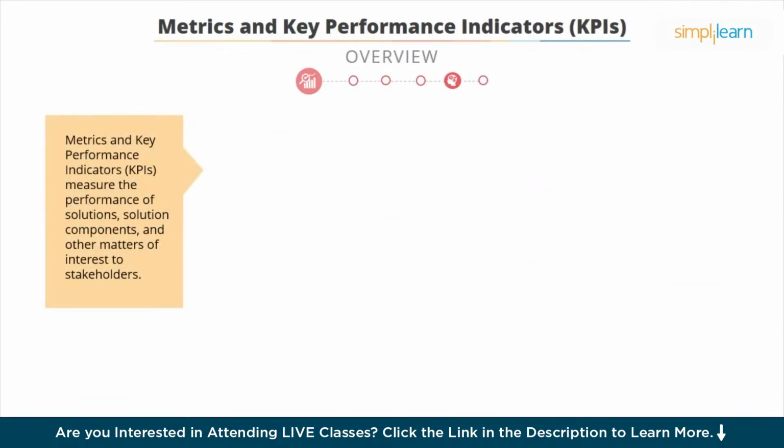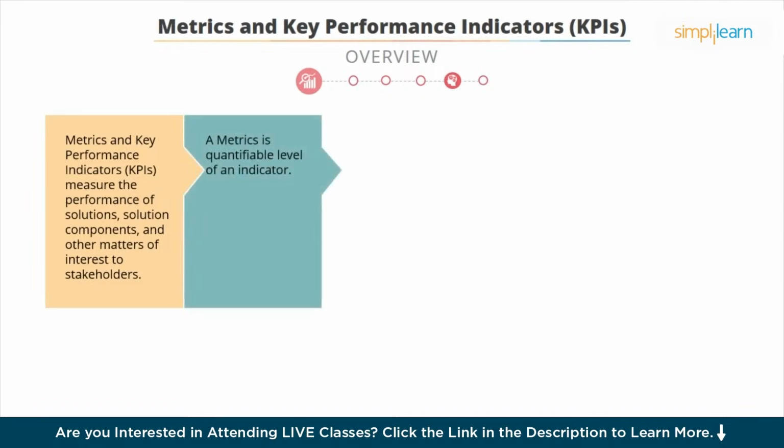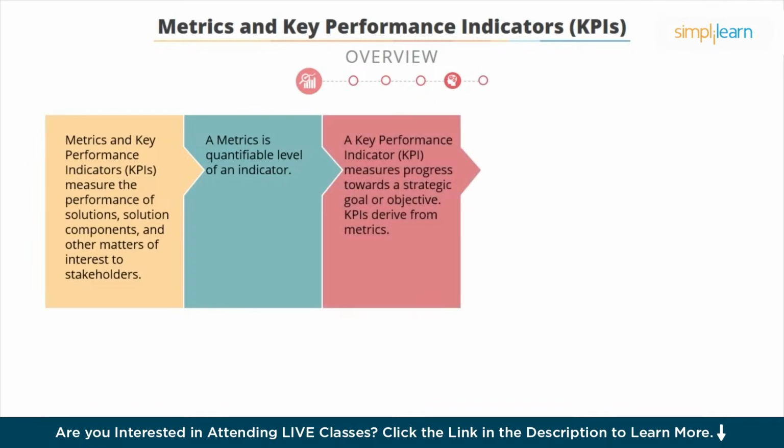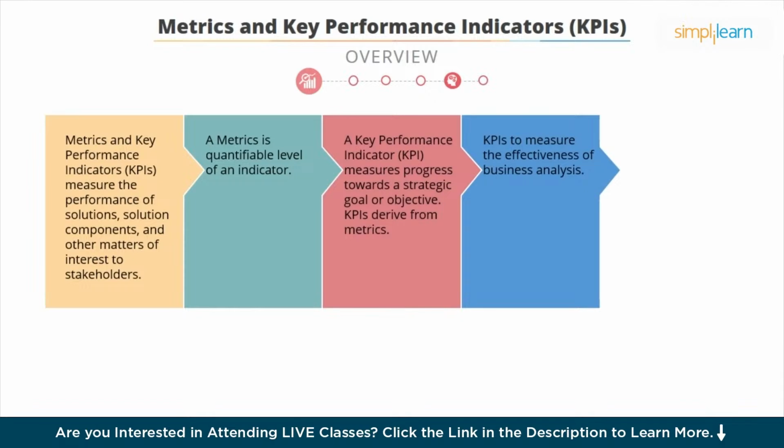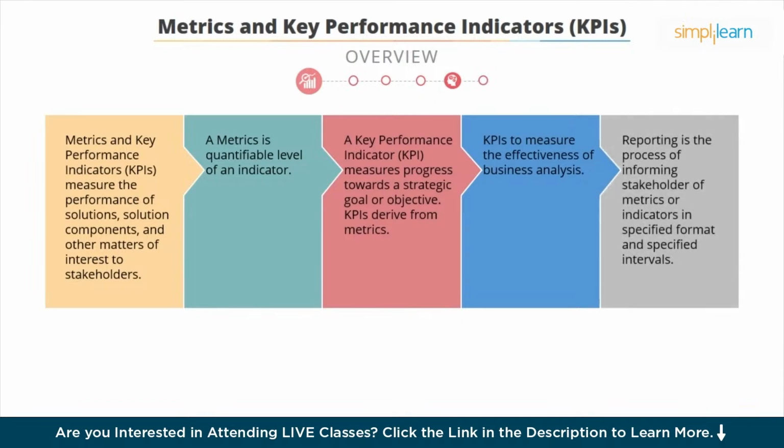Metrics and key performance indicators, or KPIs, measure the performance of solutions, solution components, and other matters of interest to stakeholders. A metric is a quantifiable level of an indicator. A key performance indicator, or KPI, measures progress towards a strategic goal or objective. KPIs derive from metrics. KPIs are used to measure the effectiveness of business analysis. Reporting is the process of informing stakeholders of metrics or indicators in a specified format and at specified intervals.